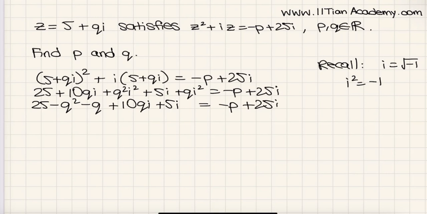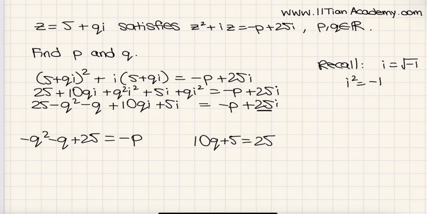All right, and next we need negative q squared minus q plus 25 to equal minus p, because these are the real terms. So the real terms on the left must be equal to the real terms on the right. And then same with the imaginary terms. We know that 10q plus 5 must be equal to 25, because the imaginary term on the right is 25i, and the imaginary terms on the left are 10qi plus 5i.